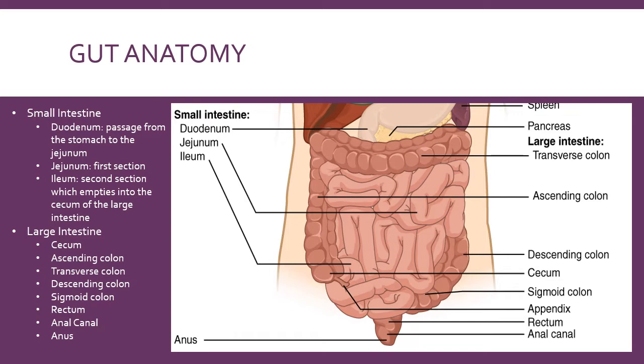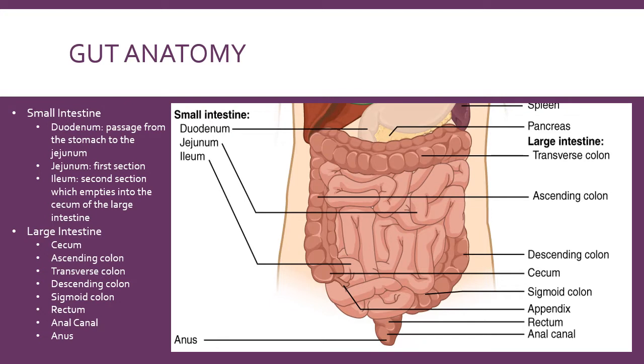So, the duodenum is the passage from the stomach into the small intestine, and that first region of small intestine is called the jejunum. The second region is the ileum, and the ileum empties into the cecum, which is the first part of the large intestine. So for the large intestine, we have the cecum and then the ascending colon.